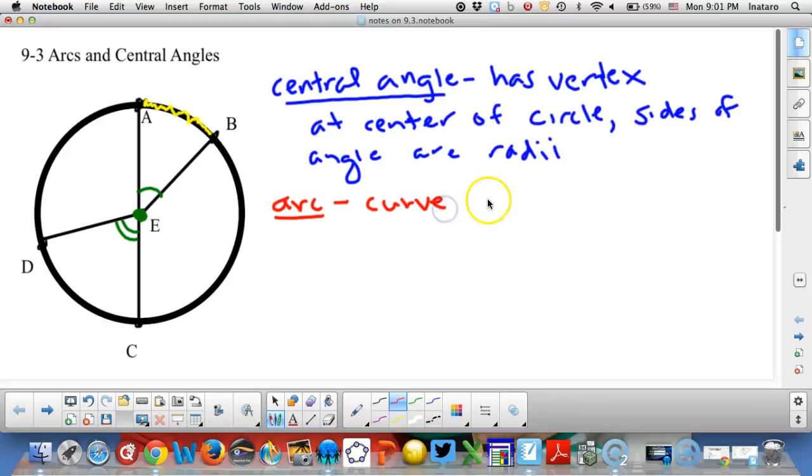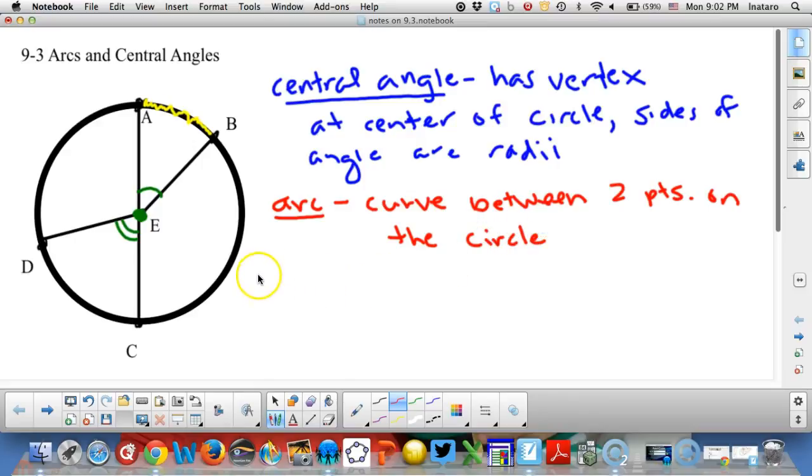And arcs can be different sizes. Some are small, some are large. And we're going to classify these arcs just like we classify angles in a moment. There are 3 classifications of arcs. We have minor arcs, major arcs, and semicircles.